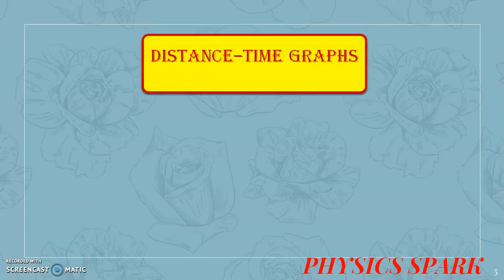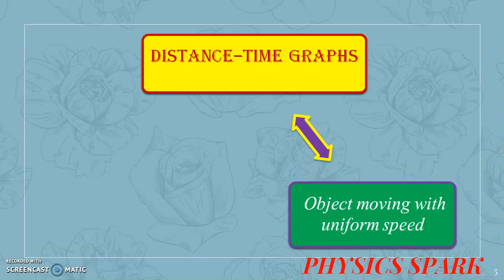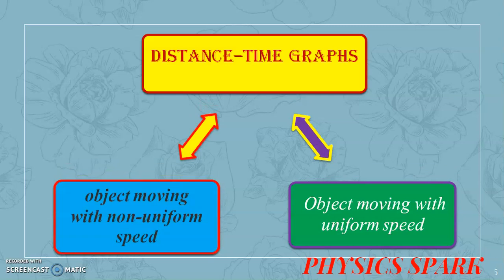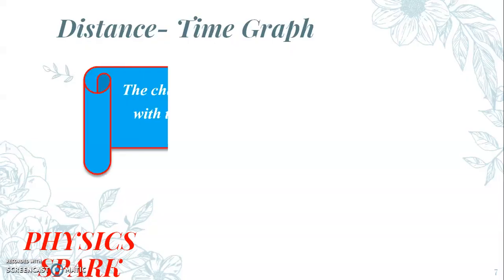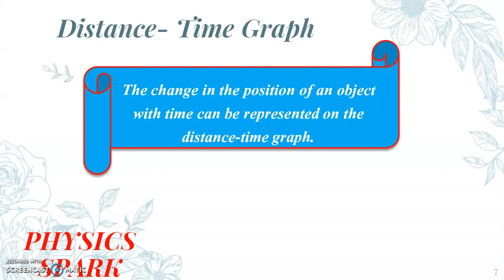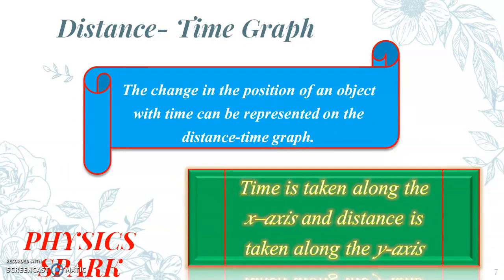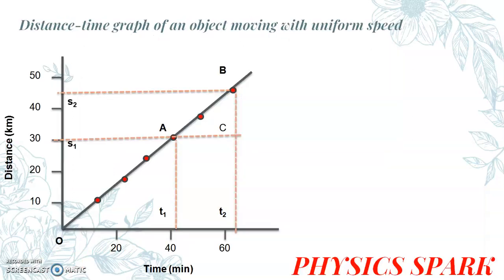Now, in today's lecture we will discuss the distance time graph. In the distance time graph, we can plot two types of graph. First, when an object is moving with uniform speed, and second, when an object is moving with non-uniform speed. But first of all, we will discuss a general introduction. The change in position of an object with time can be represented on the distance time graph. Here time is taken along the x-axis and distance is taken along the y-axis.